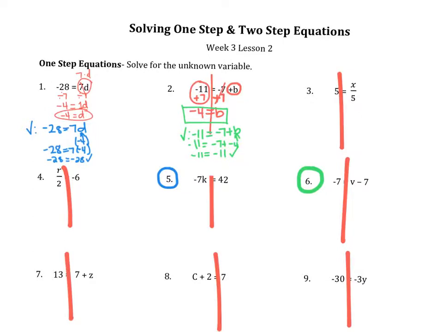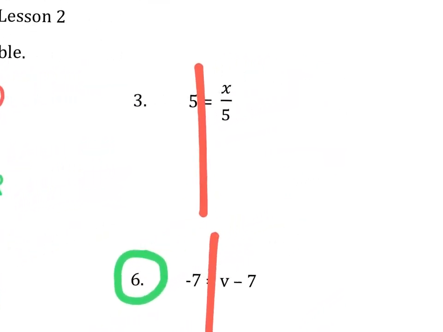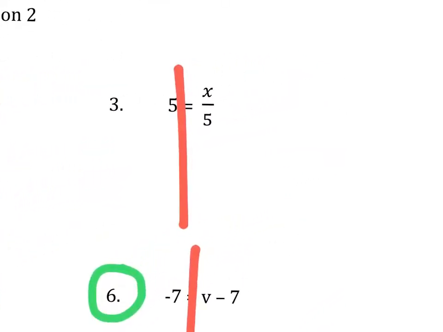Number 3 is 5 equals x over 5. So you have to think, what number divided by 5 gives you 5? Now, using an educated guess, some of you guys may say 25. And yes, that's actually true. 25 over 5 does in fact give you 5. But I want you guys to show your work using the strategies that we talked about in the last video, where you have to use inverse operation.